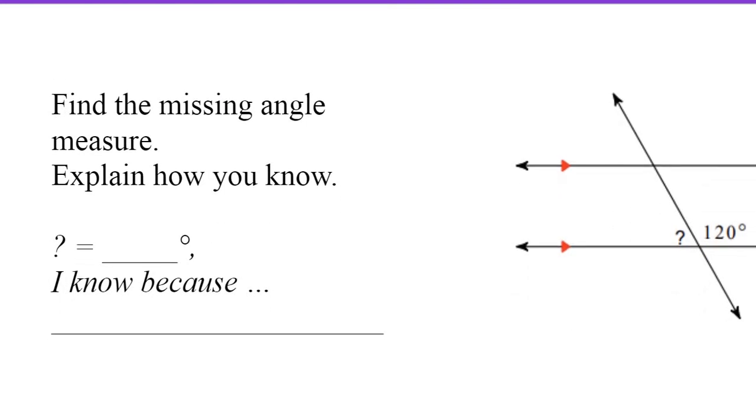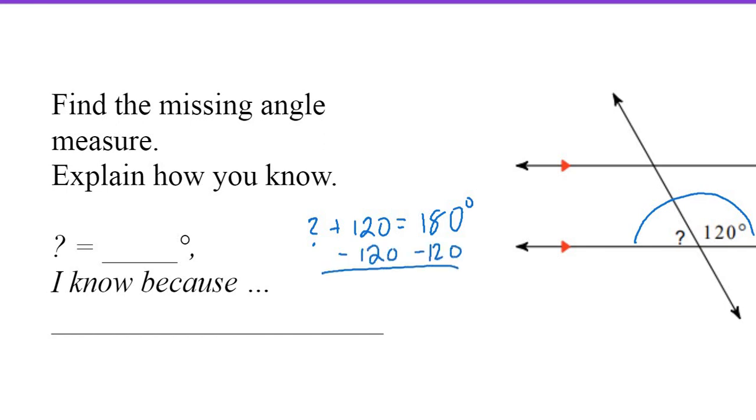Next, find the missing angle measure. Okay, well, this is a straight line pair, and that tells me that these will be supplementary. So I have this question mark plus 120 equals 180 degrees. If I subtract 120 from both sides of this equation, I get that the question mark equals 60 degrees. So I know that this angle must be 60 degrees.